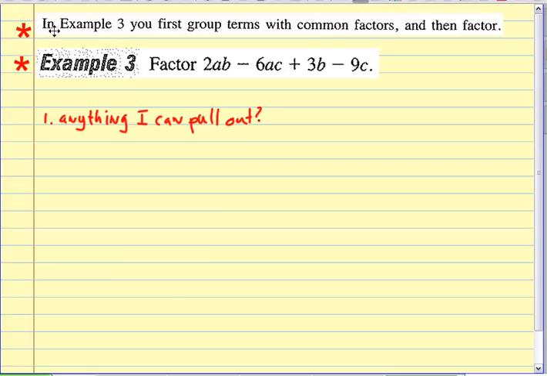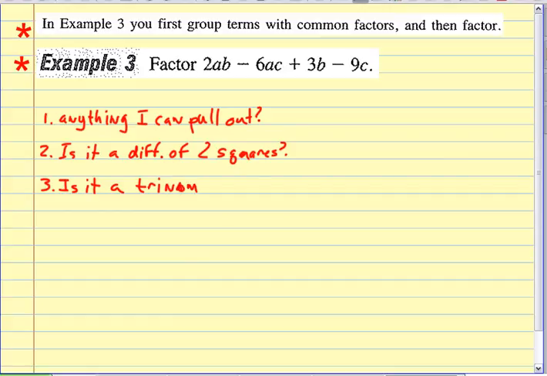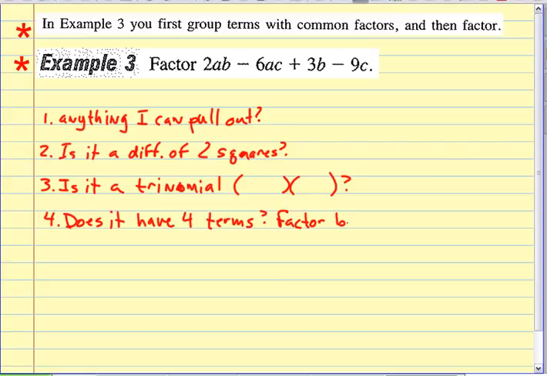No. Okay. 2. Is it a difference of 2 squares? Well, obviously it's not. Okay. Is it a trinomial? Because if it's a trinomial, then we're going to try and break it into 2 binomials, right? Is it a trinomial? No. Does it have 4 terms? In this case, yes. Factor by grouping.